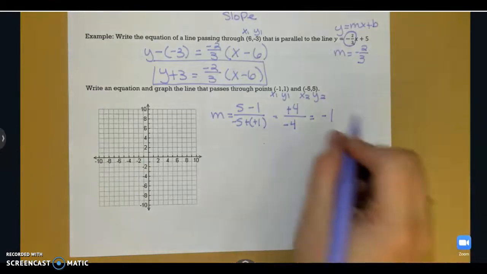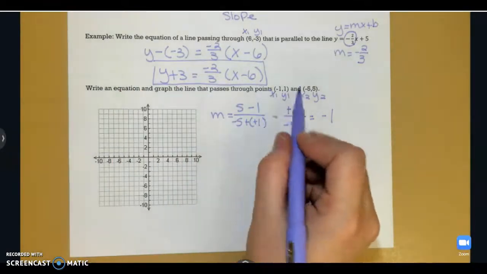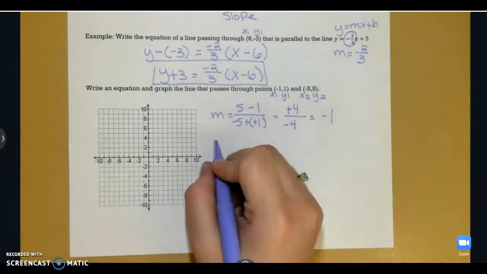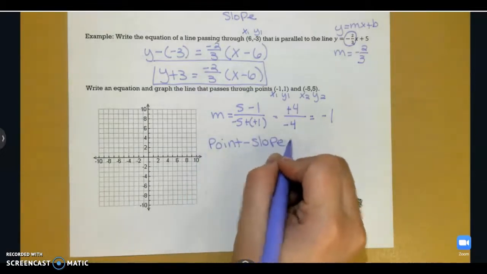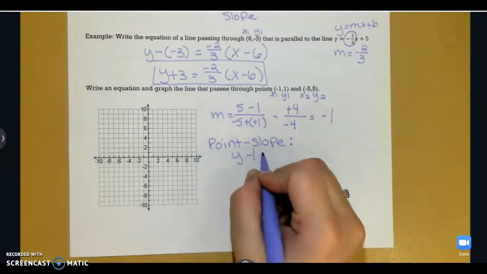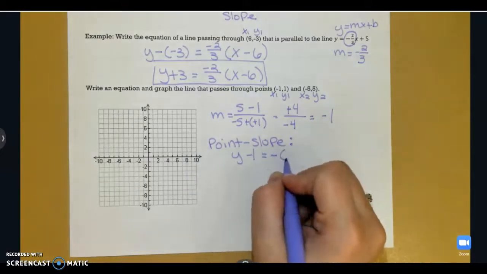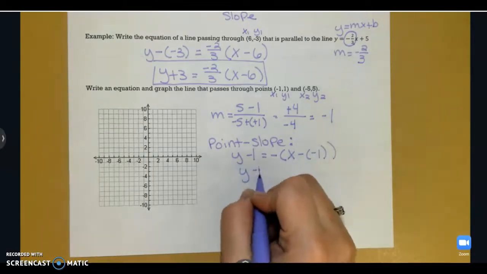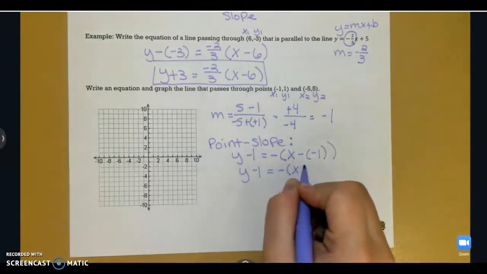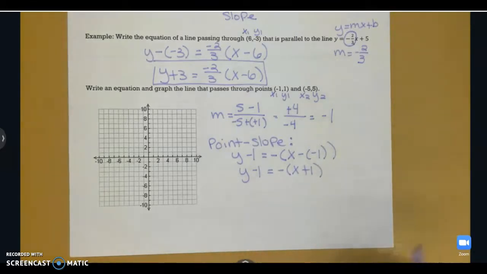So if we wanted to write this in point slope form, we could go ahead and do that using our x1, y1. So for point slope, that would be y minus 1 equals negative 1 times x minus negative 1. And remember, minus a negative becomes plus. So there's our equation in point slope form.